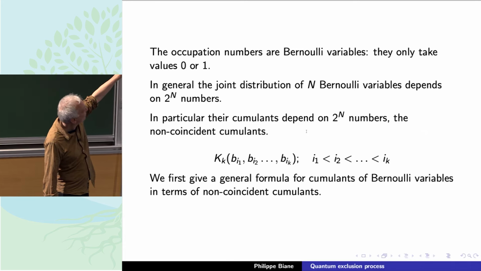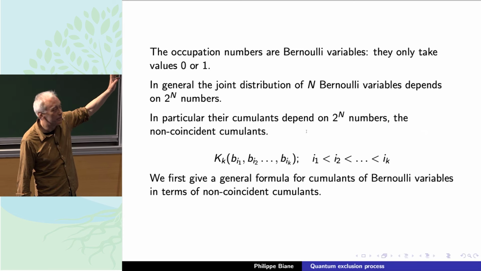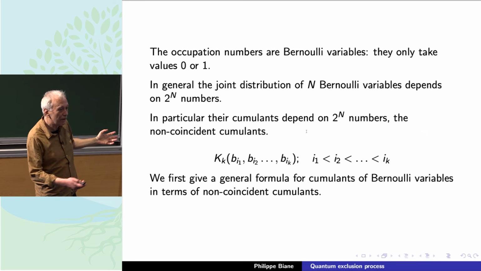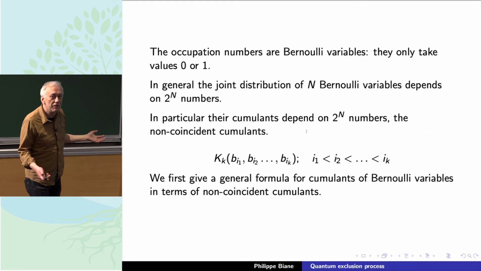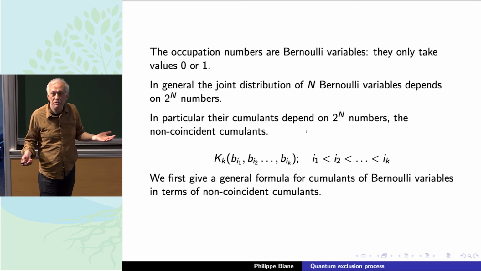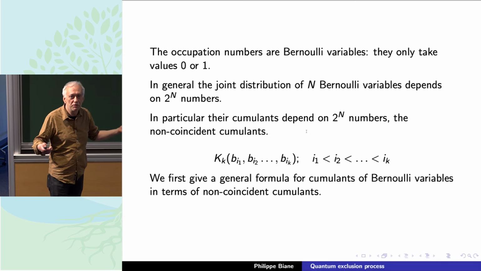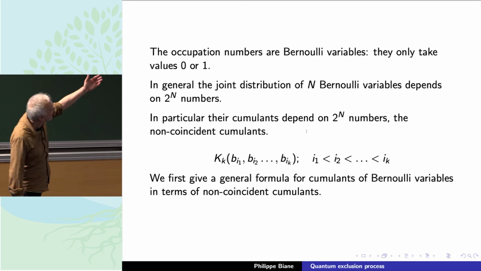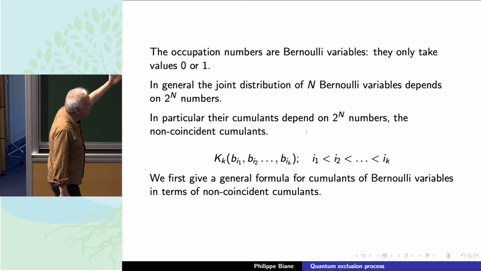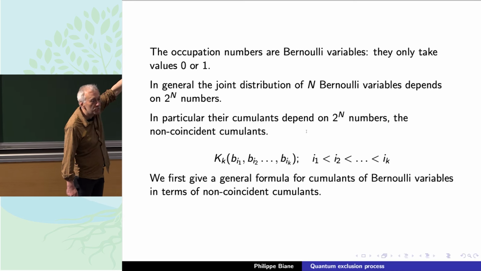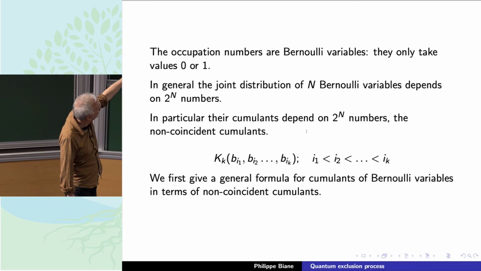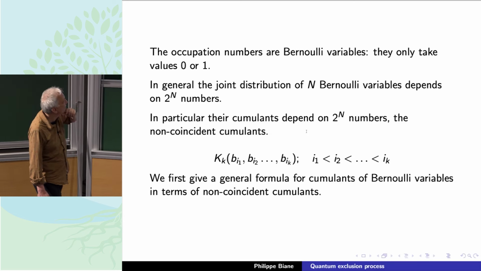So, as you know, the occupation numbers are Bernoulli random variables, so they only take values 0 and 1. If you want to know the joint distribution of n random variables which are Bernoulli, then this depends only on 2 to the n numbers. Actually 2 to the n minus 1 because the sum is 1, but essentially 2 to the n numbers. So we can reduce all the information to the values of the non-coincident cumulants.